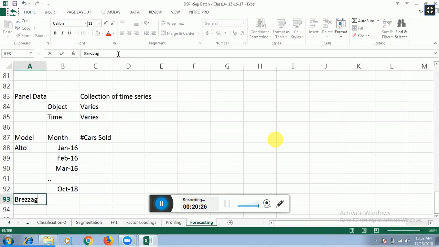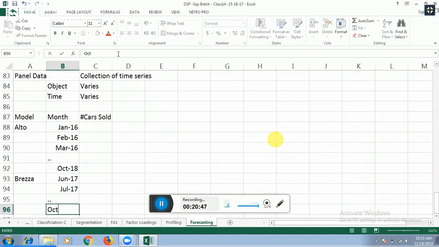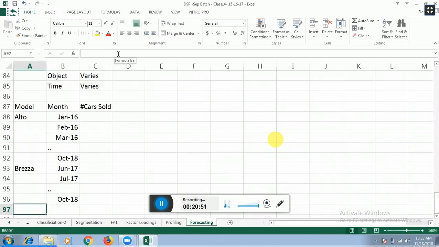Okay, so there is another model that launched recently, maybe 1 year back, or maybe 1.5 years back. So what we want is, okay, January 2000, or maybe June 2018, so 2017, July 2017, and like this till October 2018, or maybe some other model.